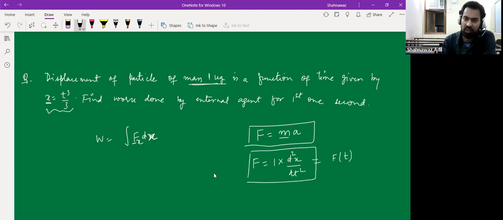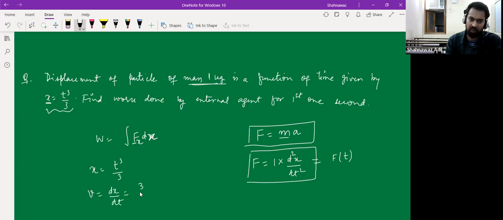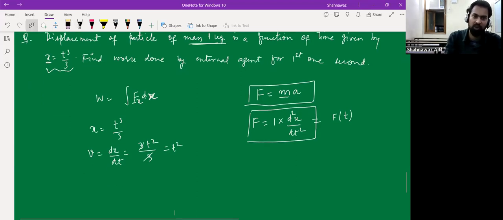Right, so your x is t cube by 3. Your velocity will be dx by dt, which is 3t square by 3, so this is t square. And then you have the acceleration, which will be what?